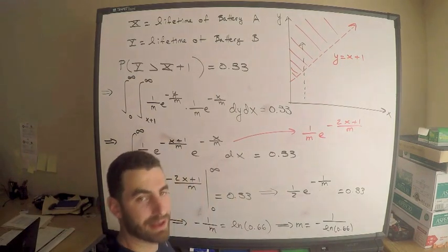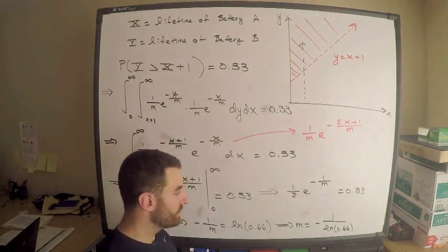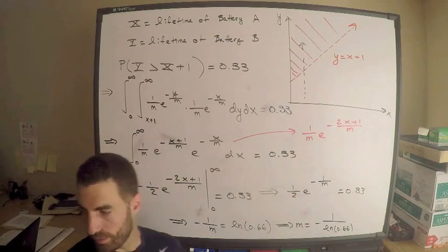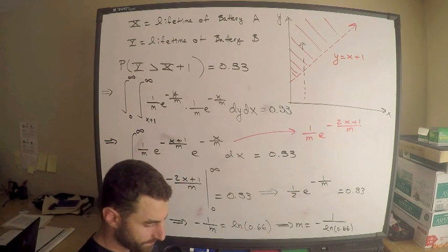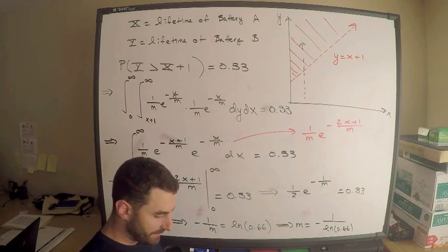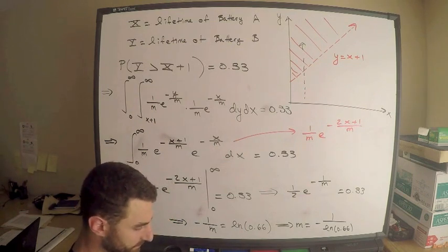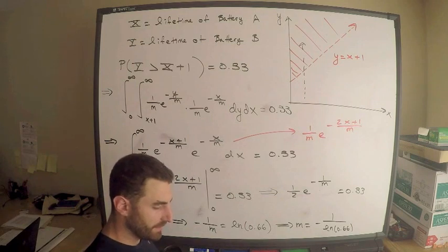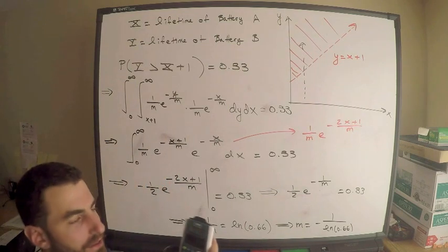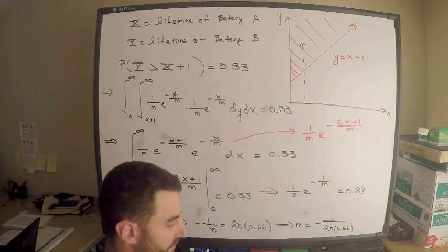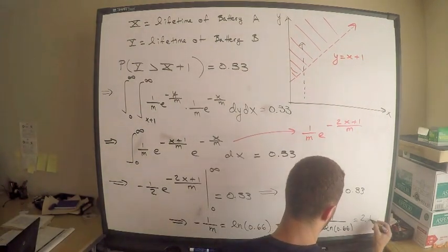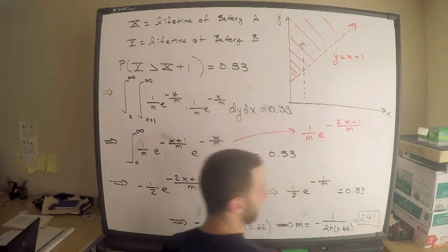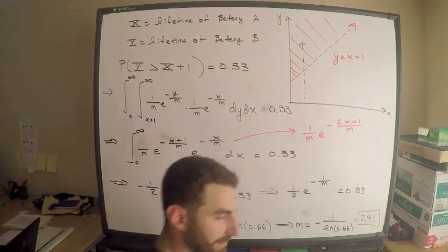Don't freak out because ln of a fraction is negative, which means m is positive. When you input this into your handy dandy calculator, the TI-30XS, you get 2.41. So this is 2.41, and that takes care of it.